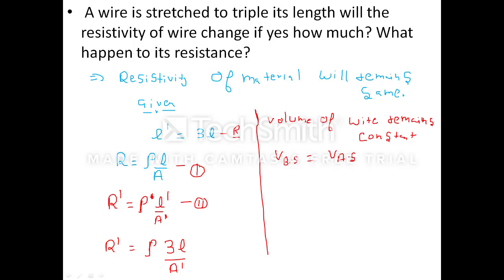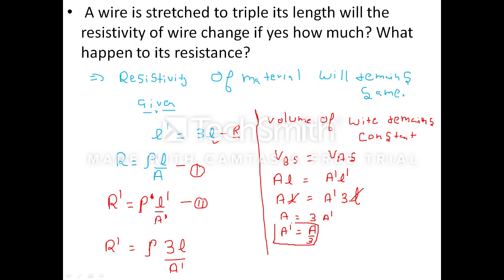So the volume of the wire before stretching is given by AL, and the volume of the wire after stretching is given by A dash L dash. Here L dash is given by 3L, so we put it here. So L dash equal to 3L. This L and this L got cancelled out. What we have got is A equal to 3A dash. Now if we calculate the A dash value, A dash equal to A by 3.